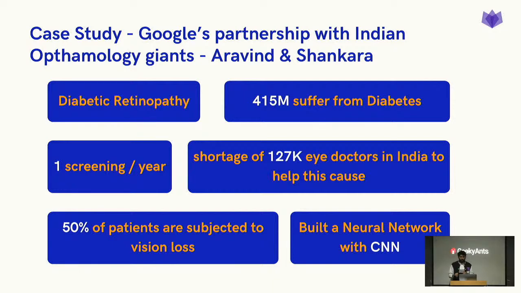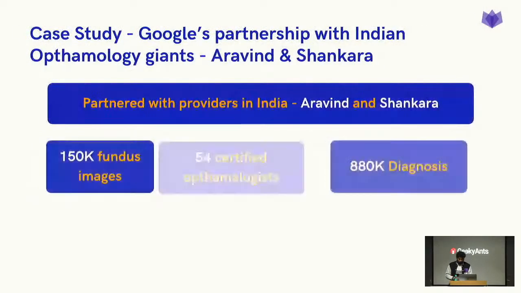To help this process, they built a neural network with CNN and trained it on data. I'll talk about that. But what happens if a person is not screened, right? It's categorized between 0 and 5, 0 being you don't have diabetic retinopathy, but 5 being you're about to lose your vision, right? And these days, if you don't get this screening done, there is a 50% chance that you have vision loss, right? So what did Google do, right?